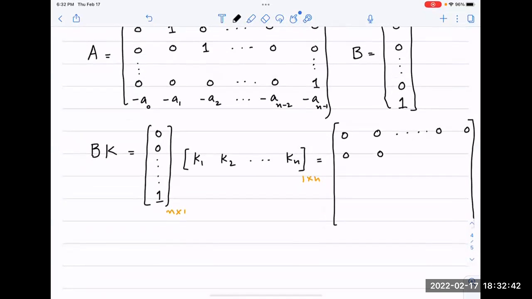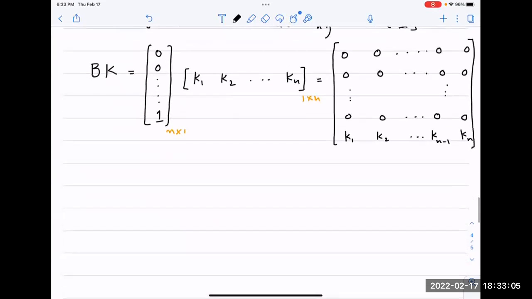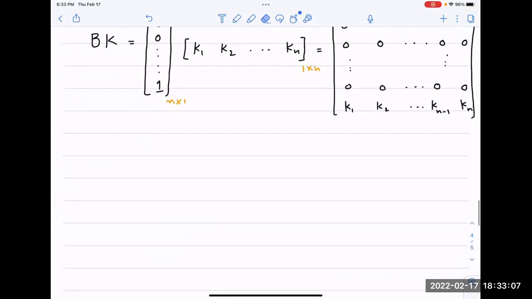Right, so you will have 0, 0 everywhere. And the last one will be K1, K2, Kn minus 1, and then Kn. Okay, so now if you do A minus BK, let's see how that would look.